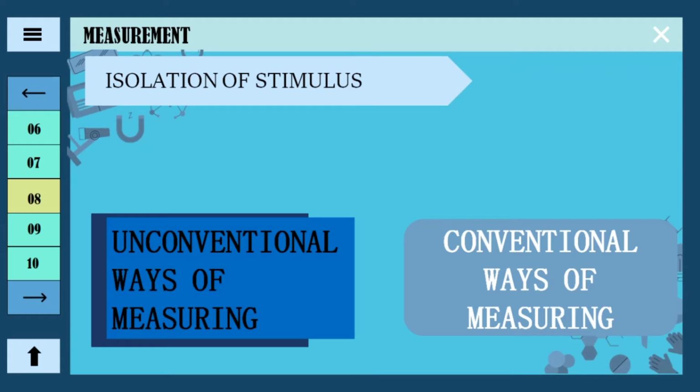The reason is to make sure we do not confuse the little children about size, weight, or length with other properties such as colors, texture, or kind of material or object. And there are two ways of measuring: unconventional ways of measuring and conventional ways of measuring.